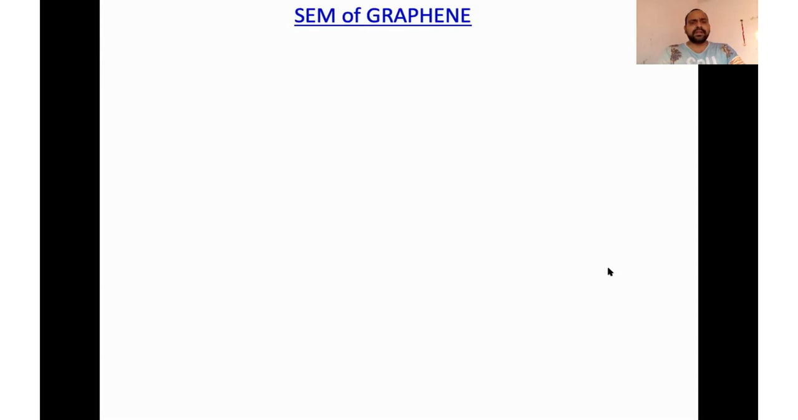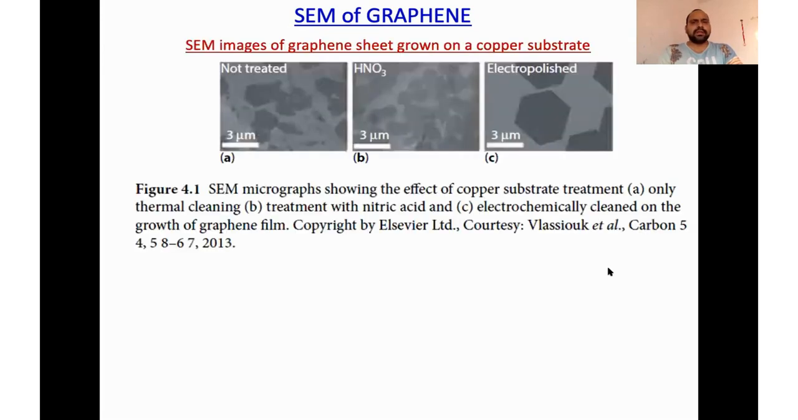So here I would like to share one SEM data of graphene, where graphene was grown on a copper substrate, and the substrate was treated in three different ways. If you see here, the first sample is the non-treated graphene.